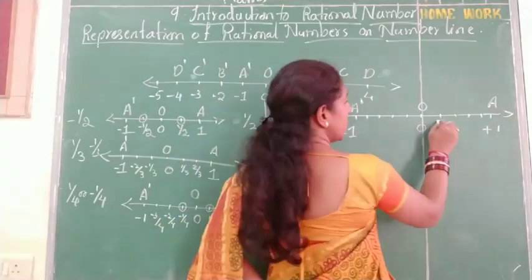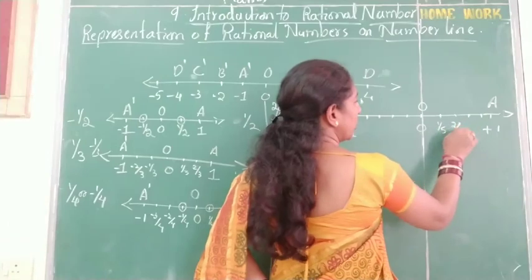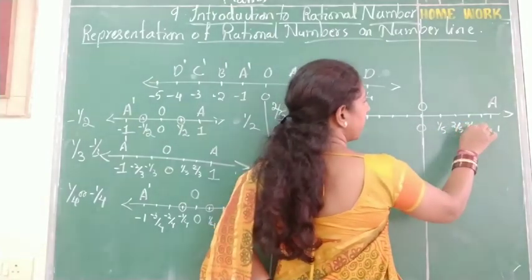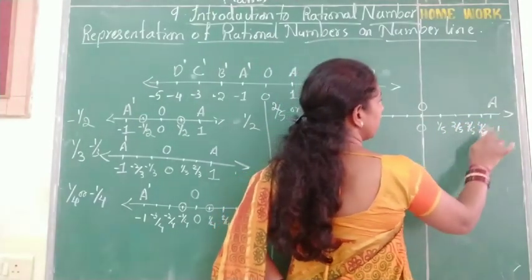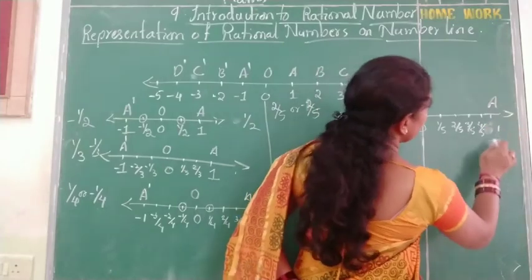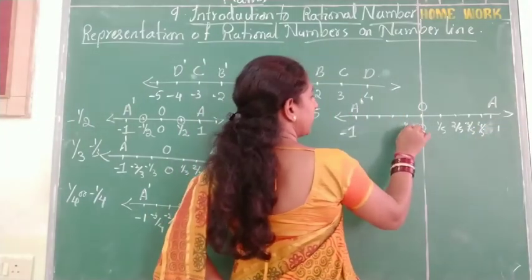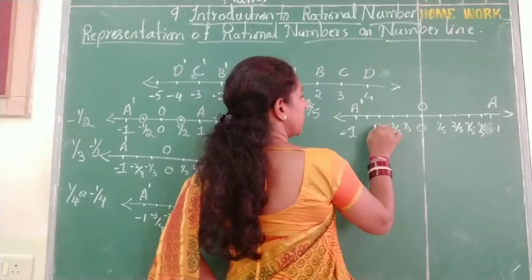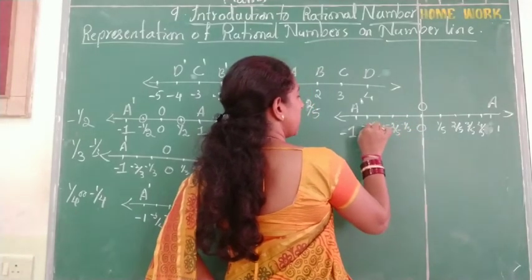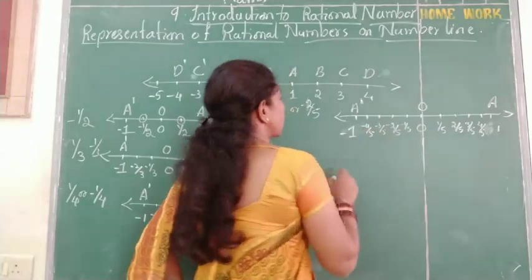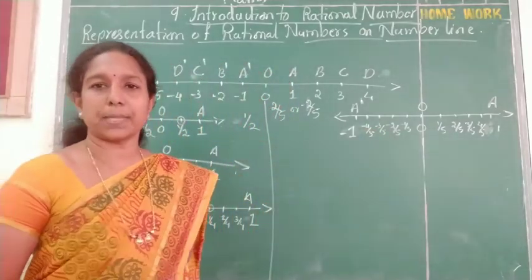So here it is 1/5, 2/5, 3/5, 4/5, and this is 1, that is the 5/5. Here -1/5, -2/5, -3/5, -4/5. So which rational number I have to represent here?